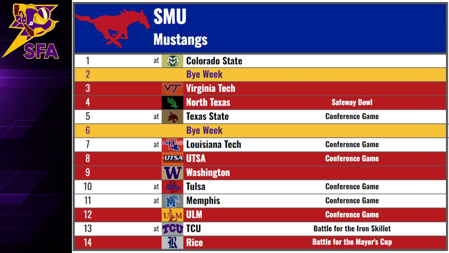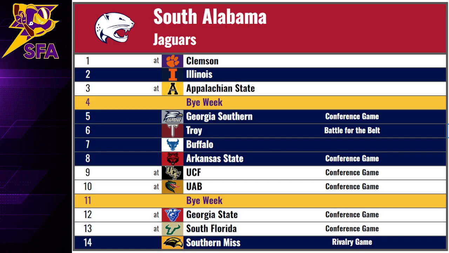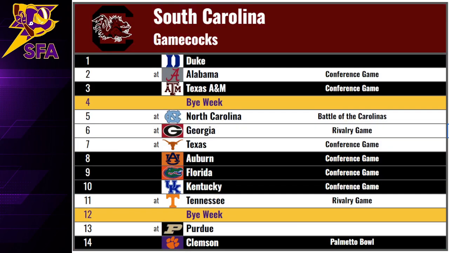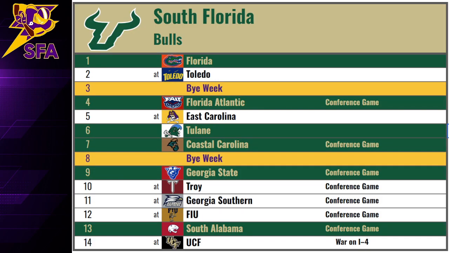All right, next up, South Alabama. We don't really care too much, but they got Clemson, Illinois, App State, and Buffalo. That's tough. South Carolina, we got Duke, and then they've got North Carolina. Then they've got Purdue and Clemson. South Florida, Coach AP, he's starting out against Florida. Toledo, winnable game, has East Carolina on the schedule and Tulane as well. Should have had an SMU Baylor.